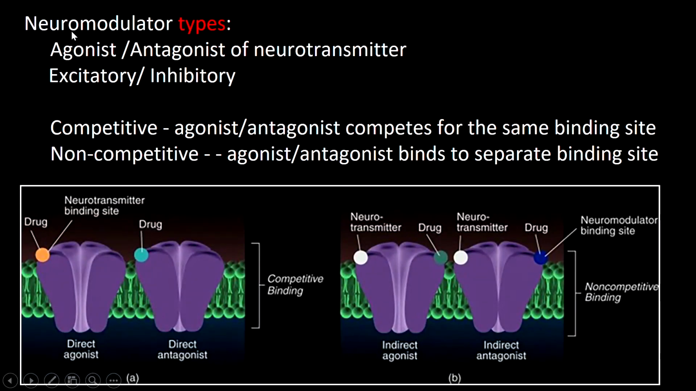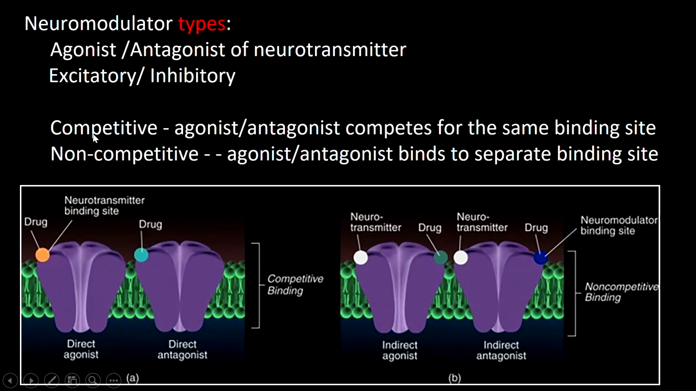Another way to categorize a neuromodulator is excitatory and inhibitory. So an excitatory neuromodulator is going to excite a neuron. An inhibitory neuromodulator is going to inhibit a neuron. So an agonist doesn't necessarily have to be an excitatory modulator. If the neurotransmitter is inhibitory, then the neuromodulator that is an agonist of this neurotransmitter is going to be an inhibitor too. Is that right? Okay.